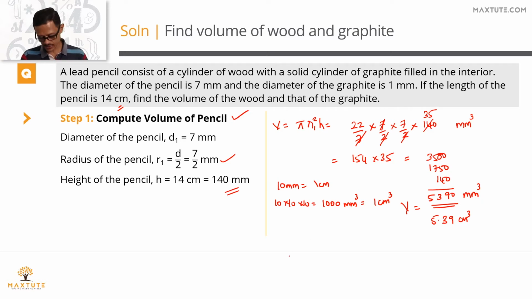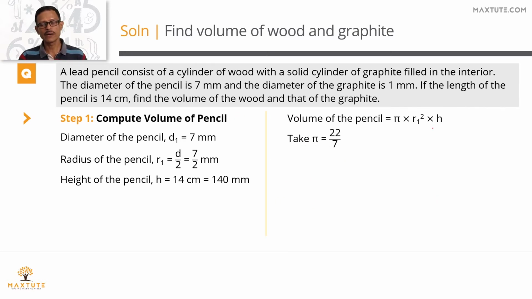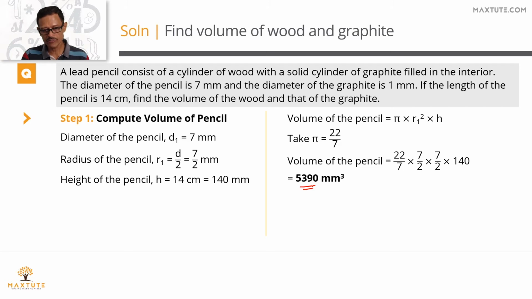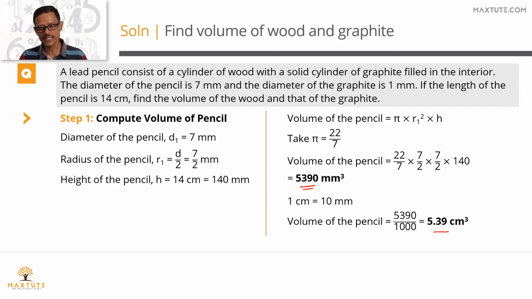Quickly consolidate this calculation in a printed form. Volume is equal to pi r1 squared h. Take pi to be 22 by 7. R1 is 7 by 2 and h is equal to 140. So you get the volume to be 5390 millimeter cube. In terms of centimeters, it's going to be 5.39 centimeter cube. So step 1, we have found out the volume of the entire pencil. The question is not asking for that. Let's go to step 2 and compute part 2 of it.